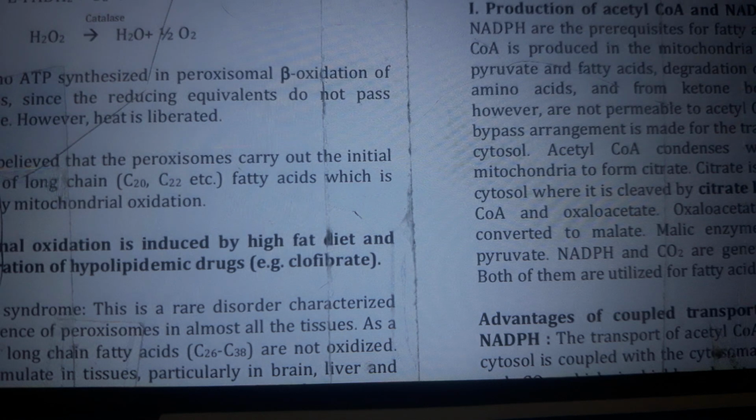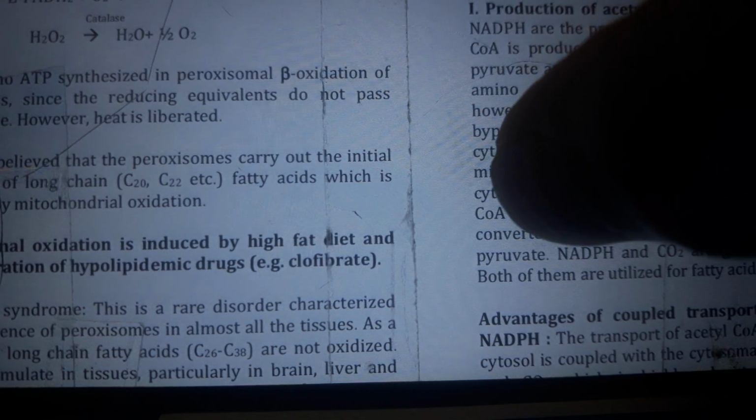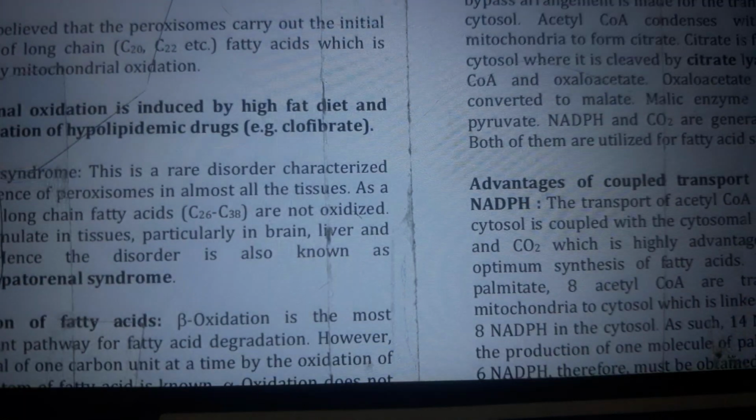EFADH2 plus O2 gives EFAD plus H2O2, where hydrogen peroxide is acted on by catalase to give water and oxygen. There is no ATP synthesized in peroxisomal beta oxidation of fatty acids, since the reducing equivalents do not pass through the electron transport chain. However, heat is liberated.